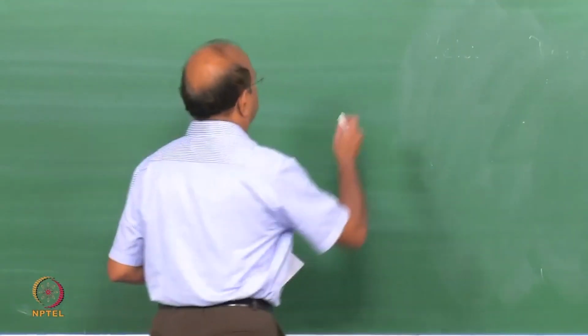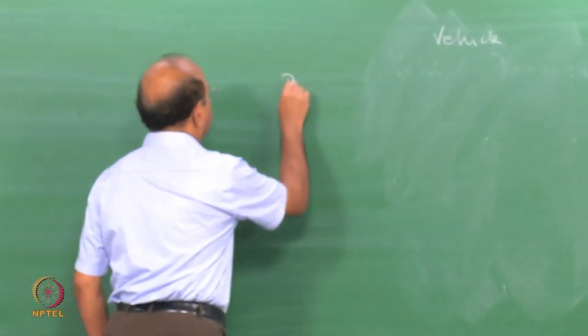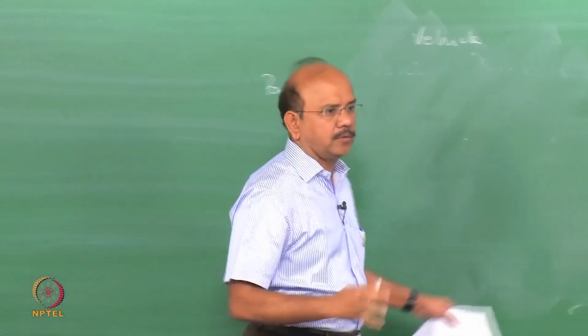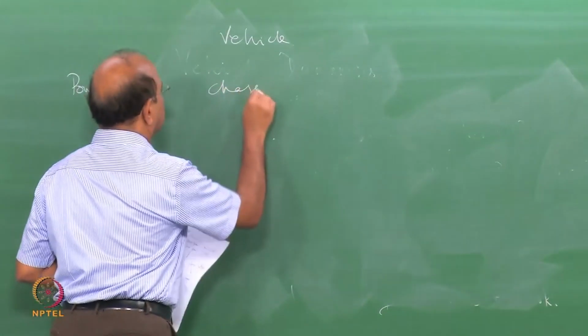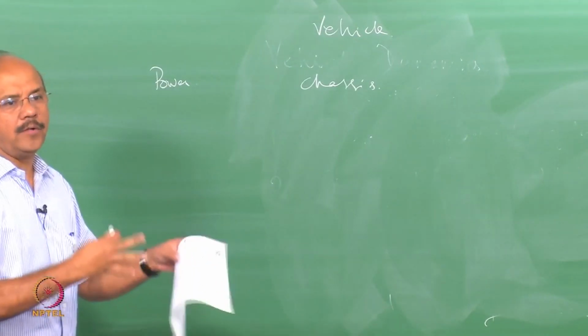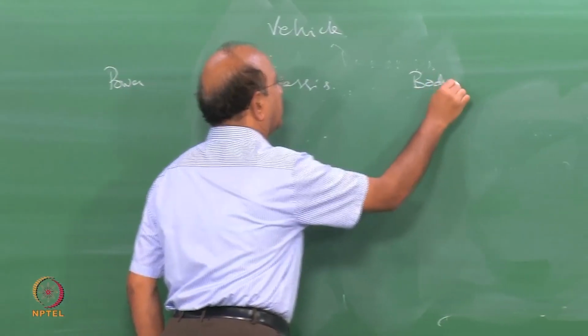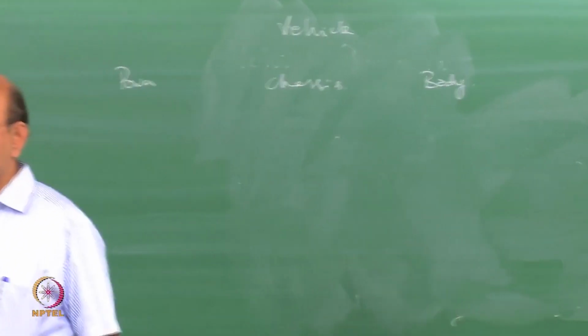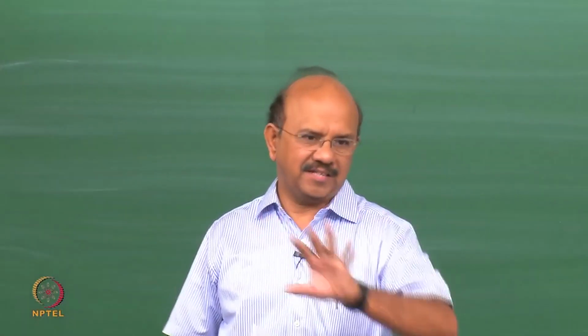So if you look at the vehicles per se, you can broadly classify them into the power module, which involves the engine and so on, the chassis module, and if you want to add, you can further divide this and say that you can involve what I call a body module. So anything and everything of the vehicle can be brought into these three categories.